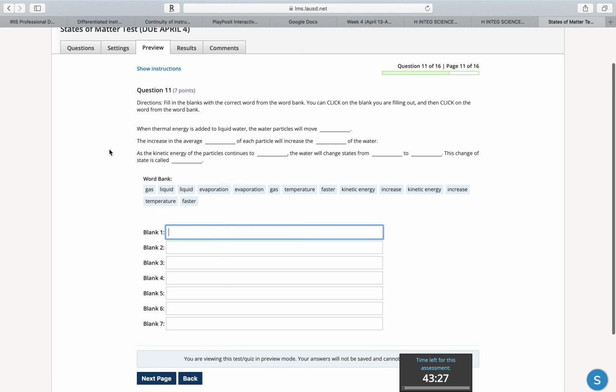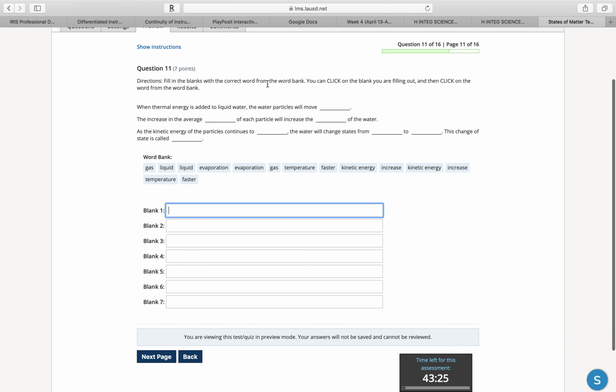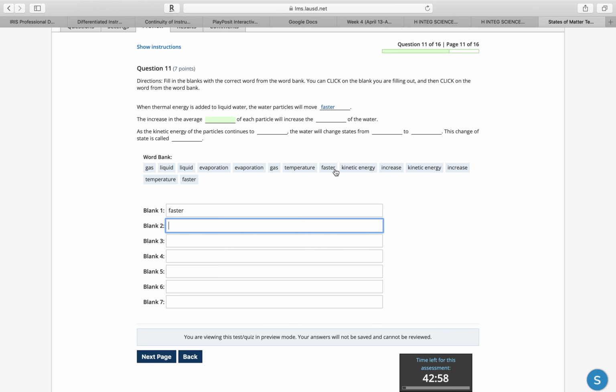This one, question 11. It says fill in the blanks with the correct word from the word bank. You can click on the blank you are filling out and then click on the word from the word bank. So you don't have to type your answer. You can just click on the word that you want. So blank number 1, it says when thermal energy is added to liquid water, the water particles will move blank. When you add thermal energy, the water particles will move faster. They have to move faster because you're adding thermal energy.